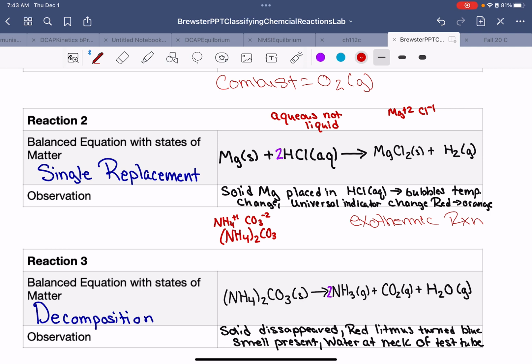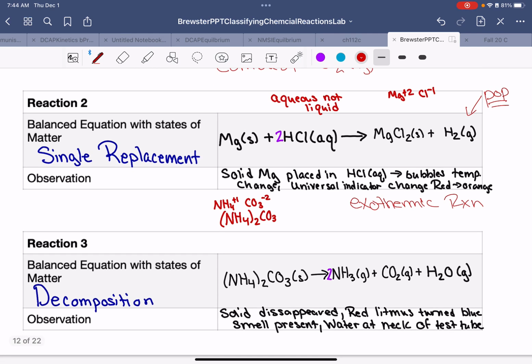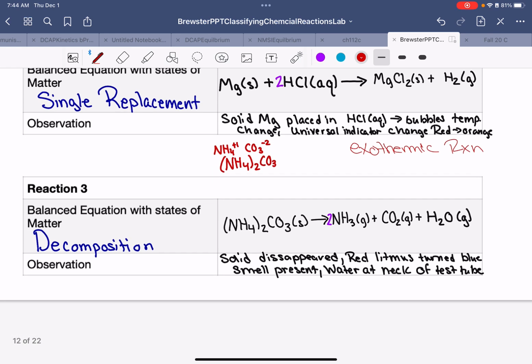All these are clues. And then you were supposed to take your wooden stick, catch it on fire, and put it into the neck of the test tube. And you'd hear a pop. And that pop tells us we have hydrogen gas and not oxygen. So we use all those clues to figure it out. Okay? And so simply we have Mg plus 2HCl aqueous yields MgCl2 plus H2. Okay? And that's a single replacement reaction.